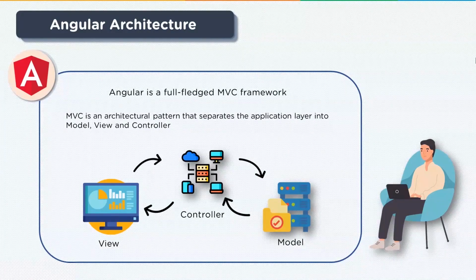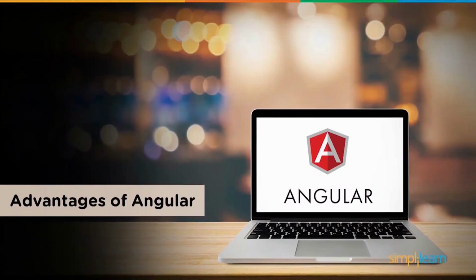and controller. Now, model here relates to all the data-related logic. View, on the other hand, is used for UI logic of the application. And controller is the brain of the setup. Now, it is an interface between the model and view. Moving on, let's look at the advantages of Angular.